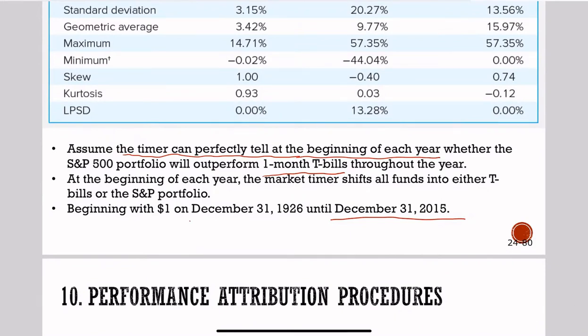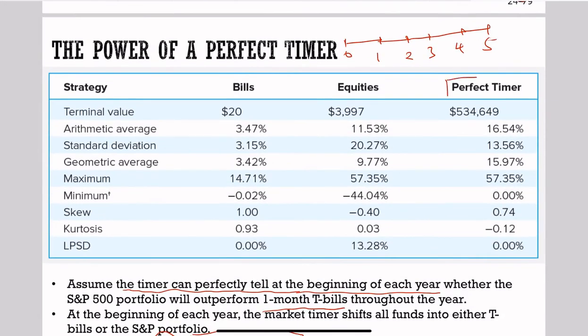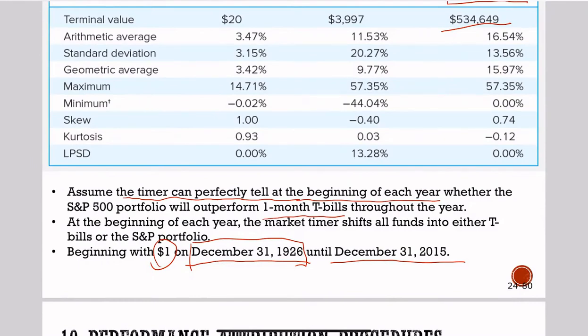And the starting time was December 31, 1926. So we assume this perfect market timer would bet $1 on this December 31, 1926. And until December 31, 2015, we want to see how much she can earn. And you can see that for this perfect timer, the terminal value of her investment would be about, I think this is $500,000. Yeah, it's about $500,000, right, after about 90 years?